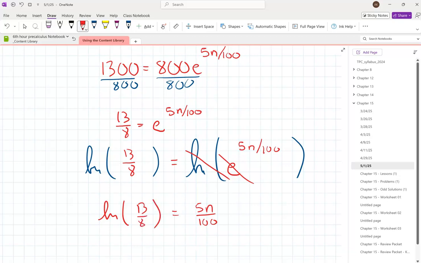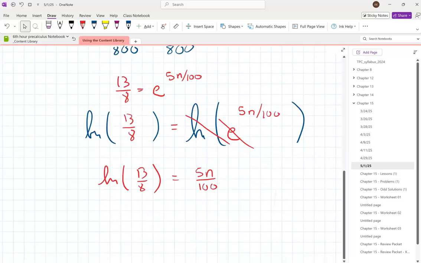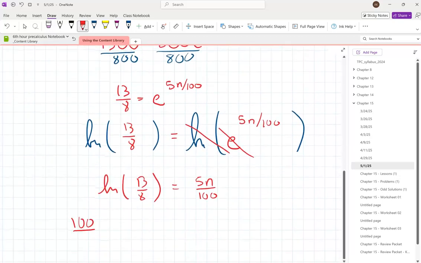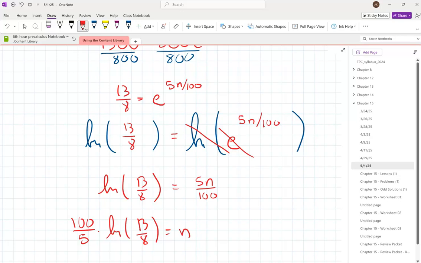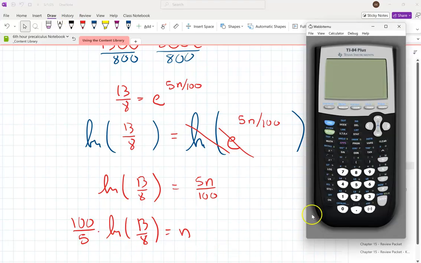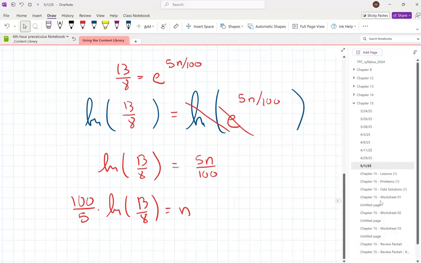And then my last step would just be to multiply by the reciprocal. So multiply by 100 over 5. And we should be all good to go. So I get about 9.71 years.